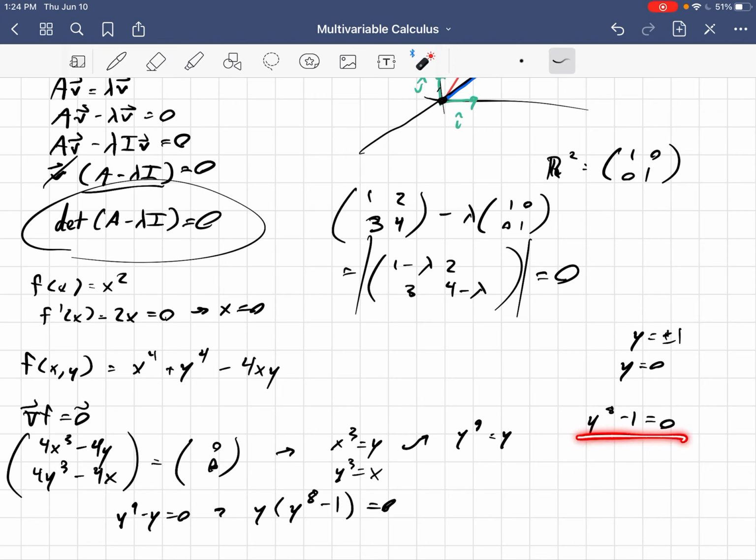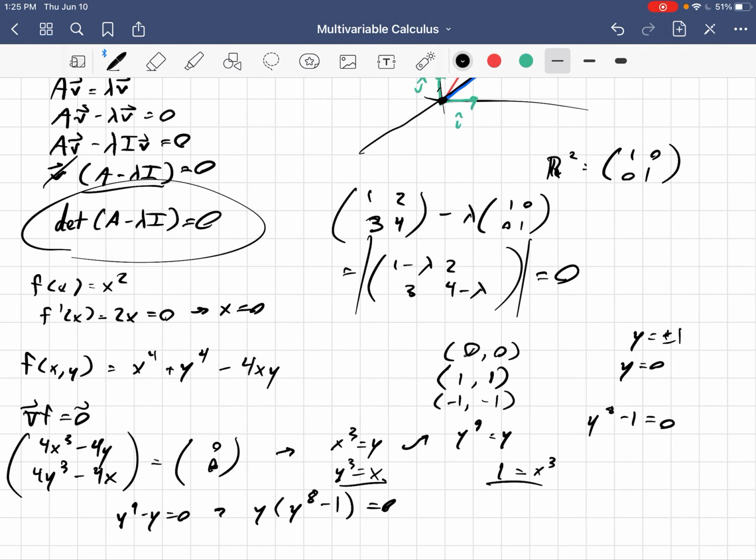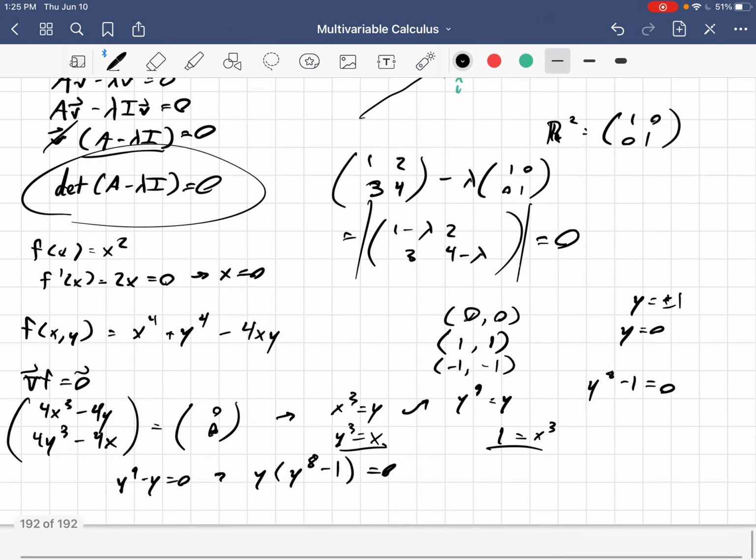Those are the only two values that solve that equation. Now if y is plus or minus 1, well, first of all, if y is equal to 0, then x is equal to 0 by that equation. So one critical point is (0, 0). The next critical point: if y is equal to 1, then 1 is equal to x cubed, so x would also have to be equal to 1. So we get the point (1, 1) by that equation. And likewise, we get the point (-1, -1).